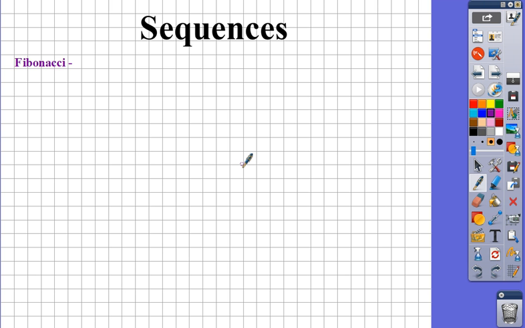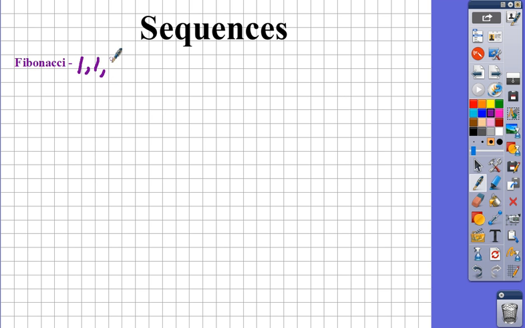Sequences is what we're going to be working on now. Sequences are a set of numbers in a row, usually following a mathematical pattern, such as the Fibonacci sequence. The Fibonacci sequence starts out with 1 and 1 as its first numbers, and then all other numbers after that are made by adding the previous two.